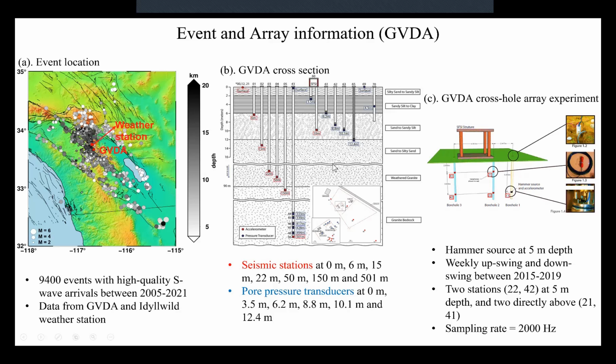The Garner Valley downhole array has multiple seismic stations and pore pressure transducers at different depths, illustrated in B. There is also a crosshole array experiment with 2 stations and a hammer source at 5-meter depth. There are also 2 other seismic stations directly above at 2-meter depth. The sampling rate is 2000 Hz. Therefore, the data can be used to study near-surface seismic velocities and attenuation at very high frequency.